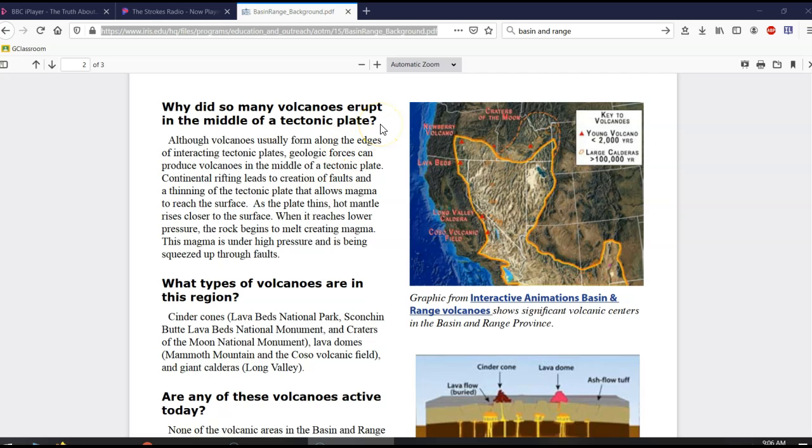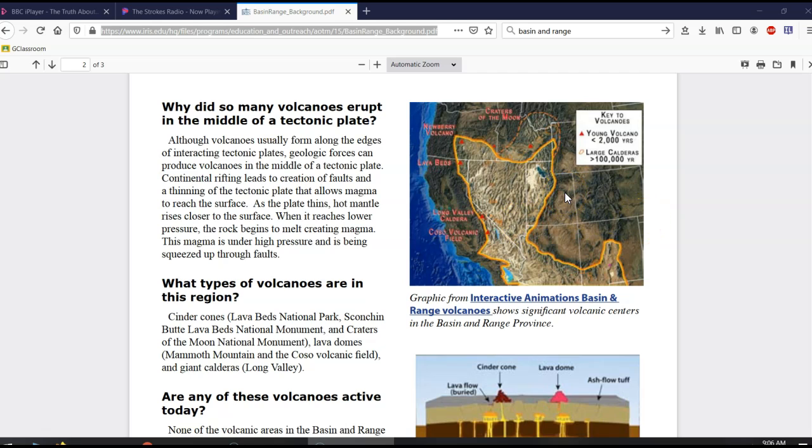Why did so many volcanoes erupt in the middle of the tectonic plate? Although volcanoes usually form along the edges of interacting tectonic plates, geologic forces can produce volcanoes in the middle of a tectonic plate. So I want to pause for a second. We don't have these different plate tectonics here. Like, we don't have several plates inside of New Mexico, but what's happening is that our plate is stretching out.